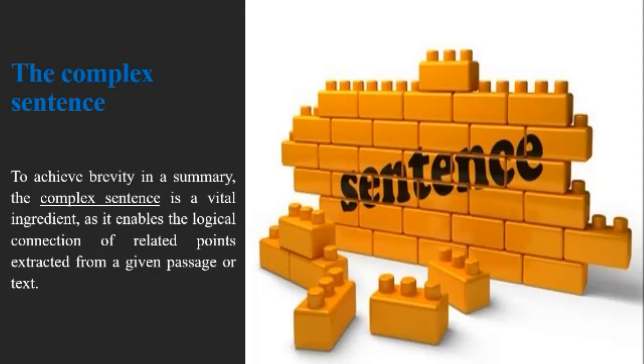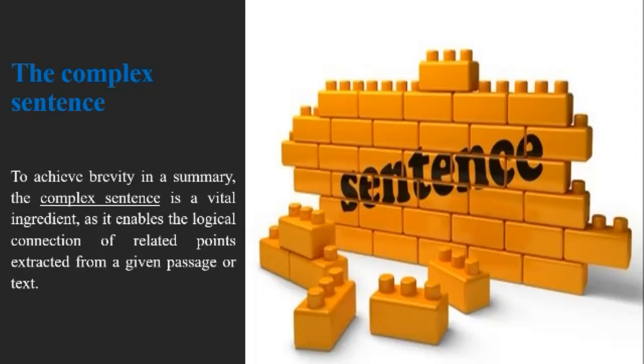When you stick to a complex sentence, it is easier for you to express all of the points in the shortest way possible. And what makes a complex sentence? A complex sentence is a sentence that contains at least two clauses. One clause is an independent clause, while the second clause is a dependent or subordinate clause. Those two clauses are connected by a subordinating conjunction.